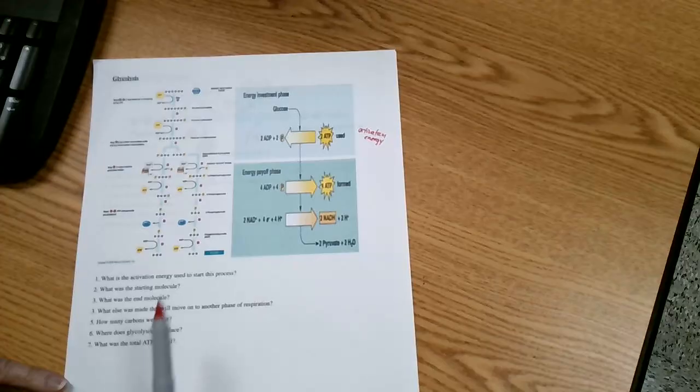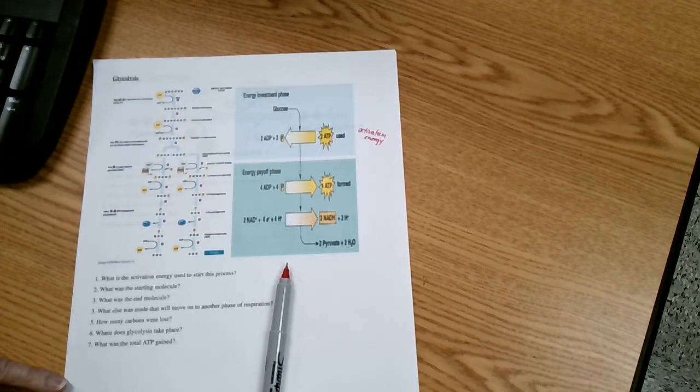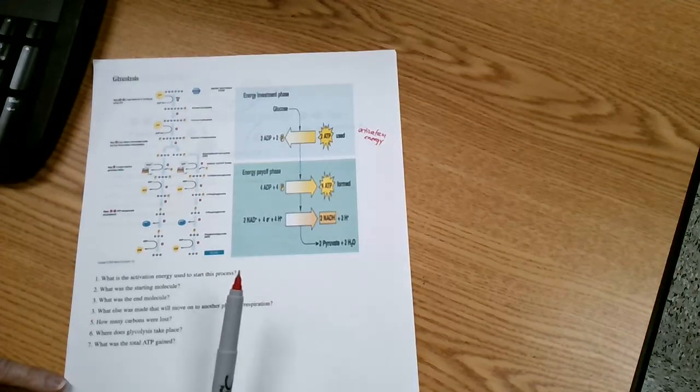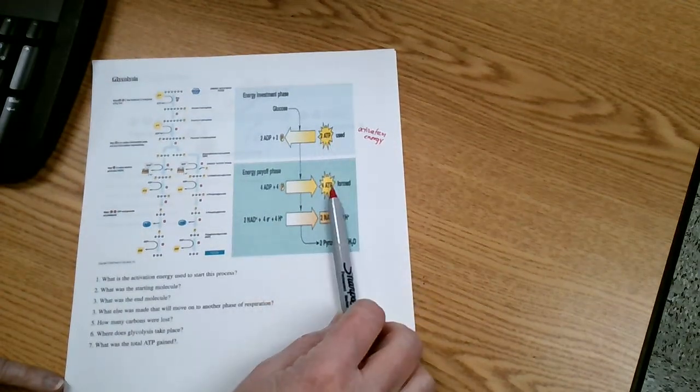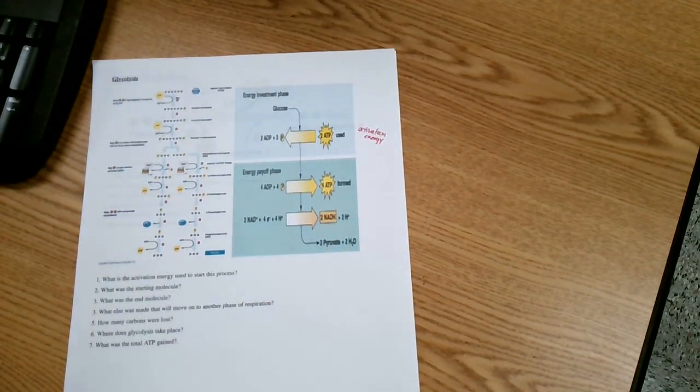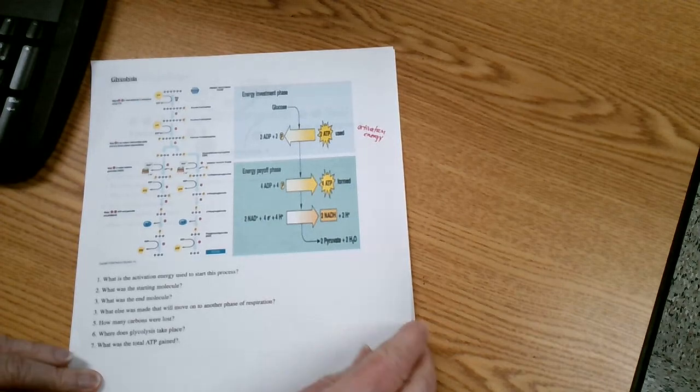Where does glycolysis take place? Sorry, this is in the cytosol. Mistake there. Cytoplasm, cytosol, same thing. It takes place right outside the mitochondria. And what was the total ATP gain? Well, we invested 2, made 4, so the total was 2. All right, so now we move on to the next phase.